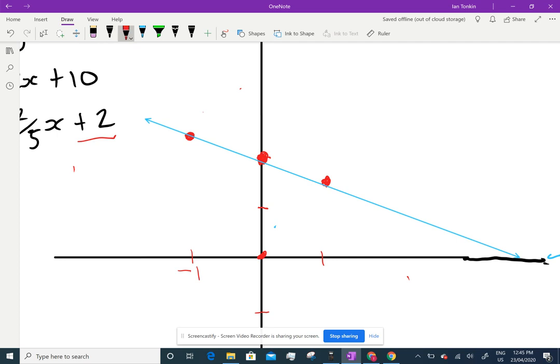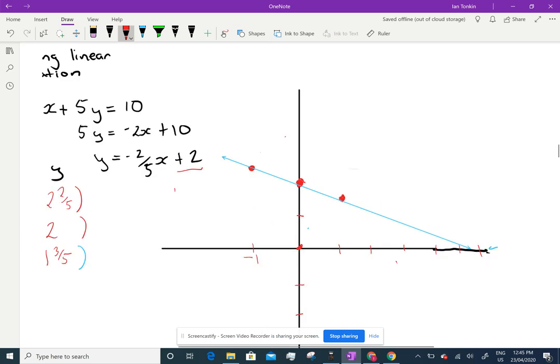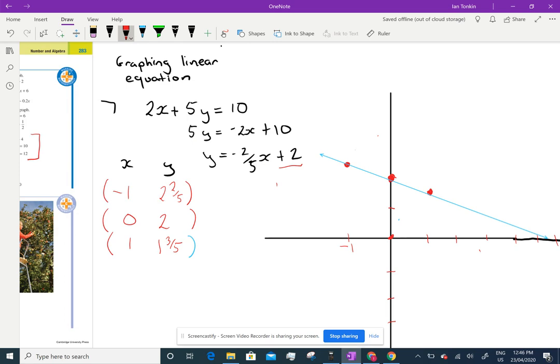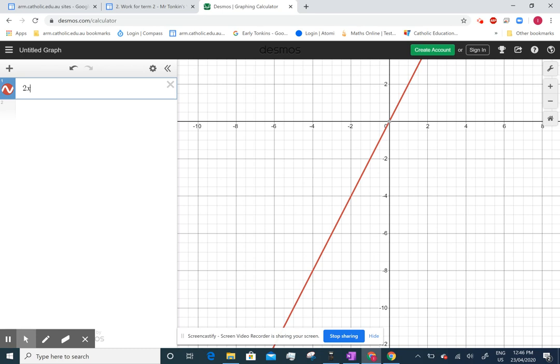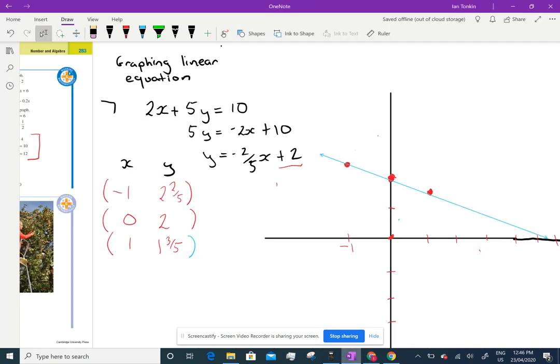I'm going to go 1, 2, 3, 4, 5. Somewhere, it's not accurate, somewhere around between 5 and 6. Let's go to Desmos. What was the equation? 2x plus 5y. So we'll type it in exactly the same way. 2x plus 5y equals, what was it? 12. Go back and check. 10.